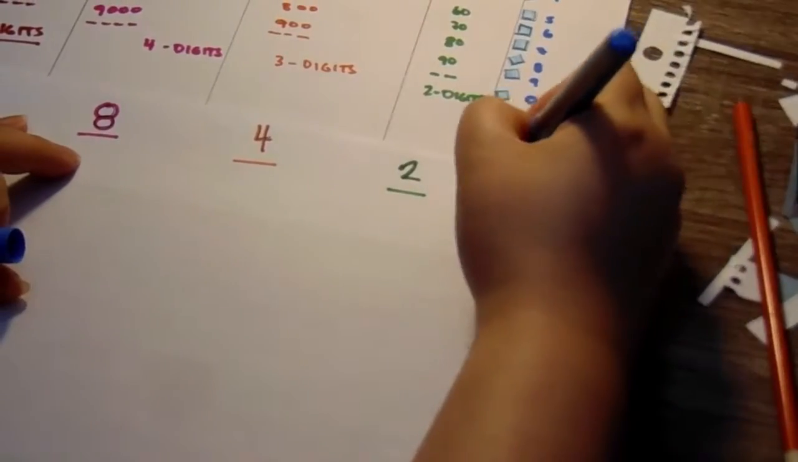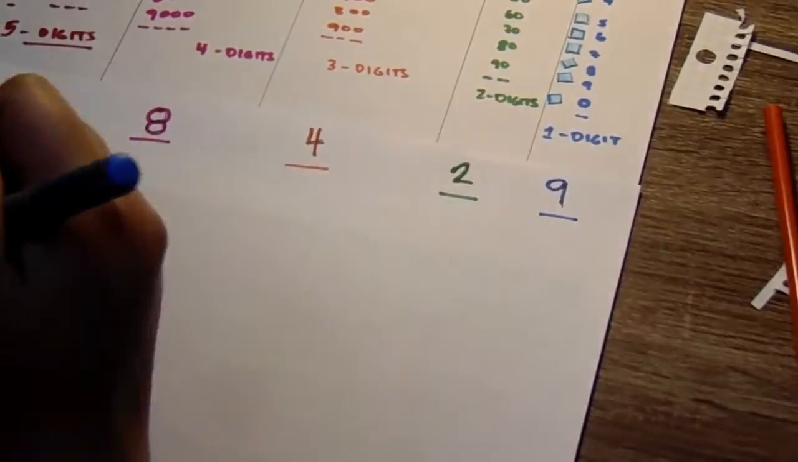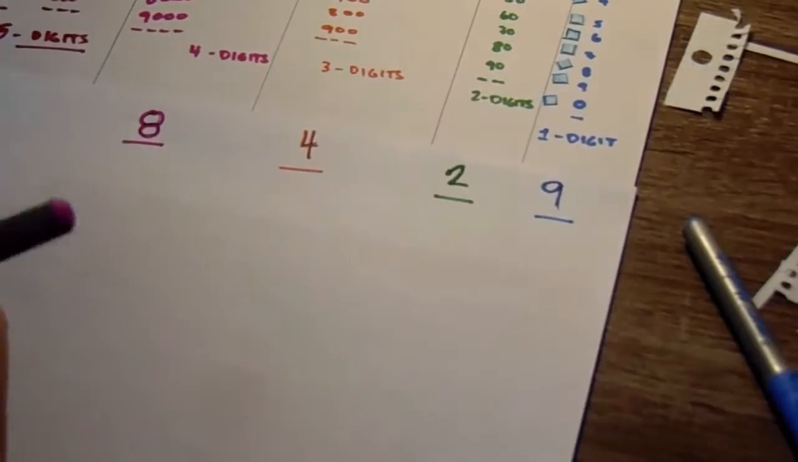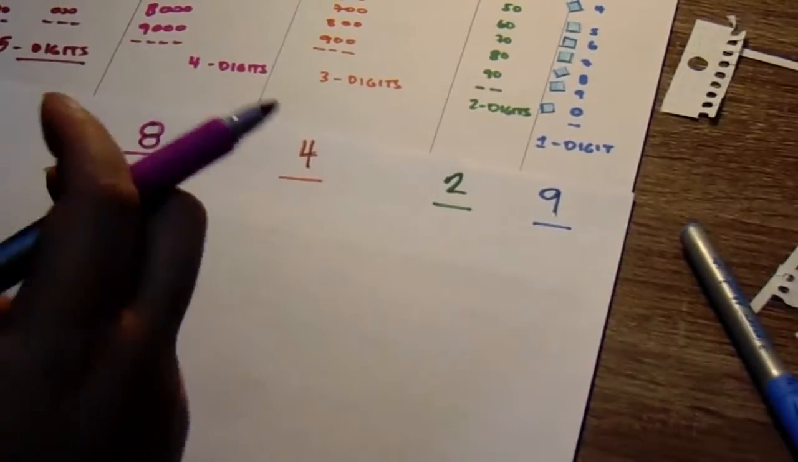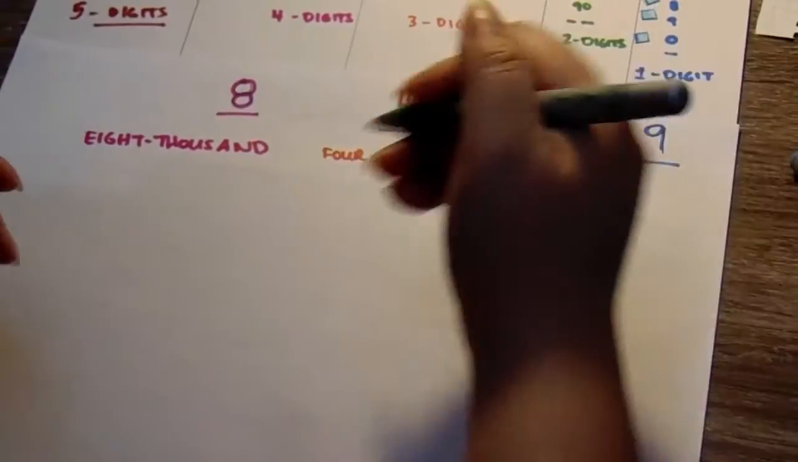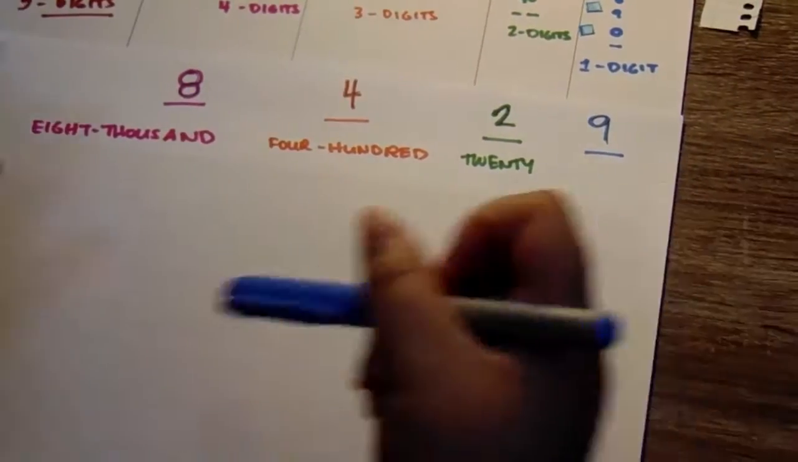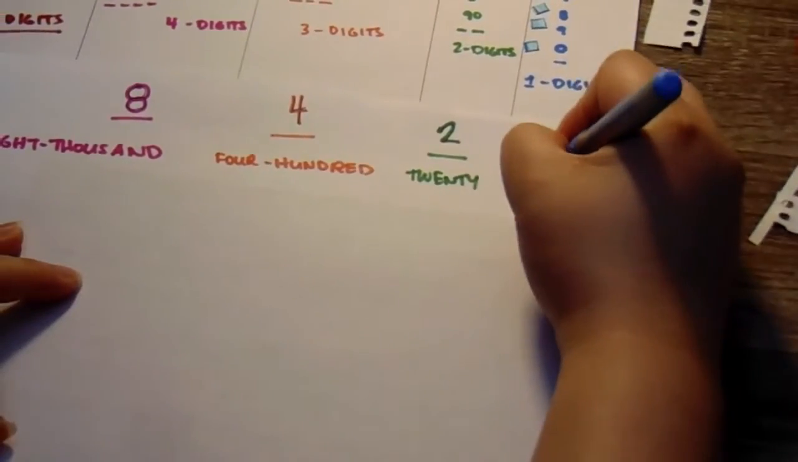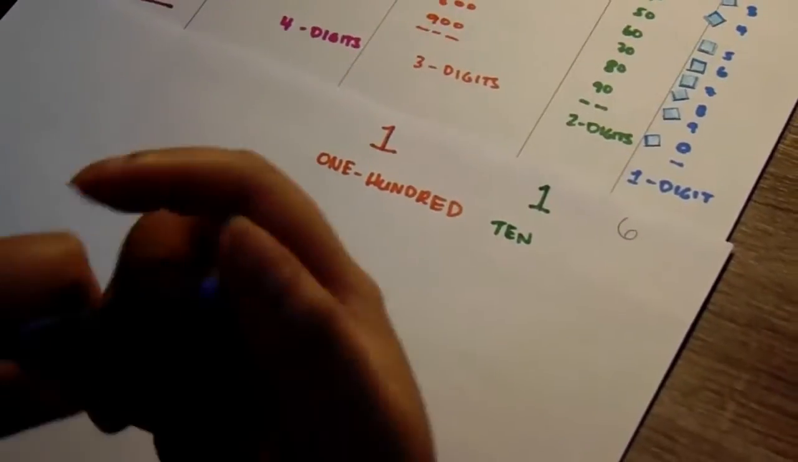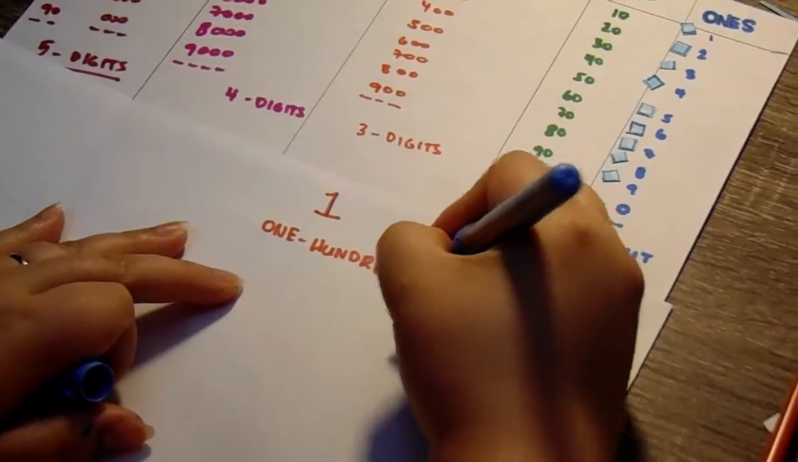What about an even bigger number like 8,429? Line up the numbers to the most right. 9 under the ones category, 2 under the tens, 4 under the hundreds, and 8 under the thousands. Let's read it from the left this time. 8,429.